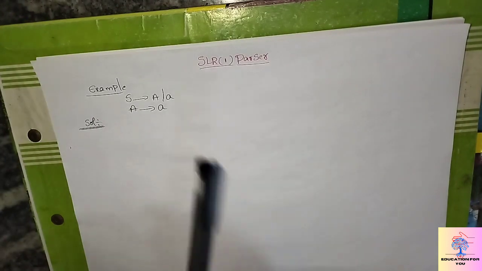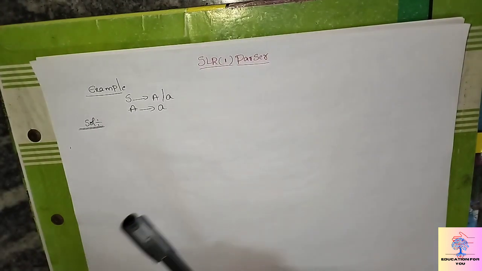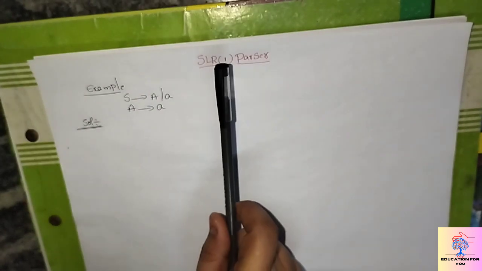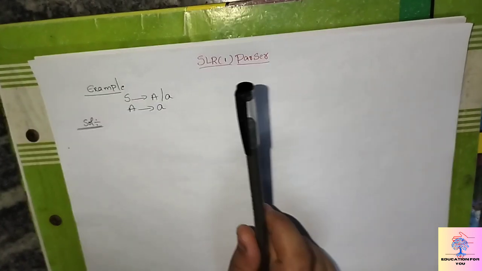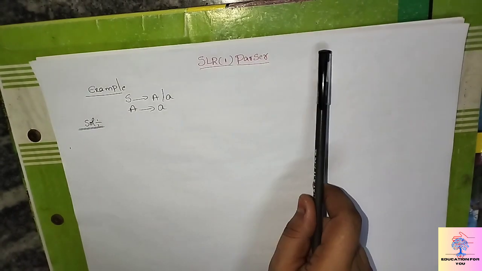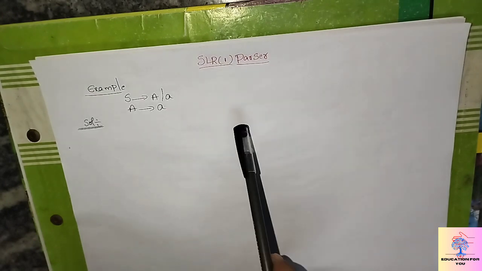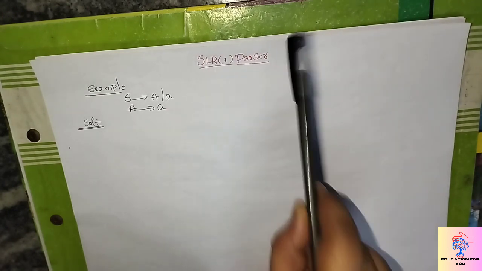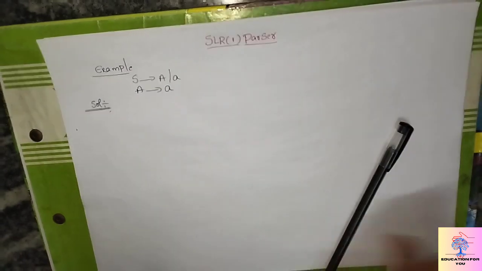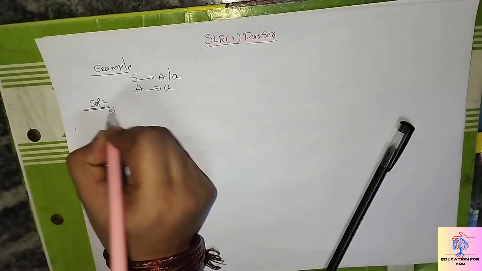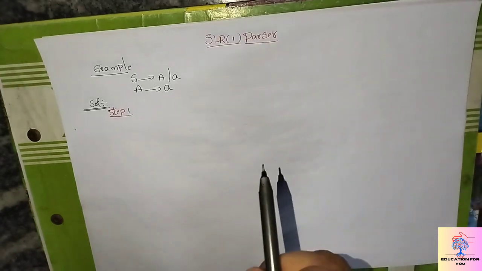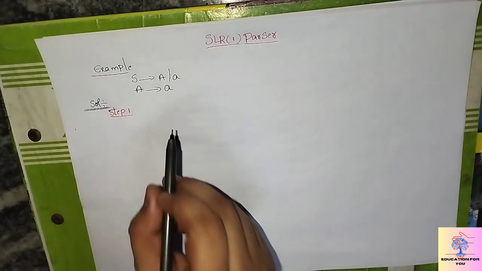What is the difference between LR and SLR parser? Both are the same; the only difference is in constructing the parsing table. At the time of constructing the parsing table, the filling of the cells will be different from LR to SLR. First, what is the first step in the solution? That is step 1, same like the LR parser: augmented grammar. You have to construct the augmented grammar.